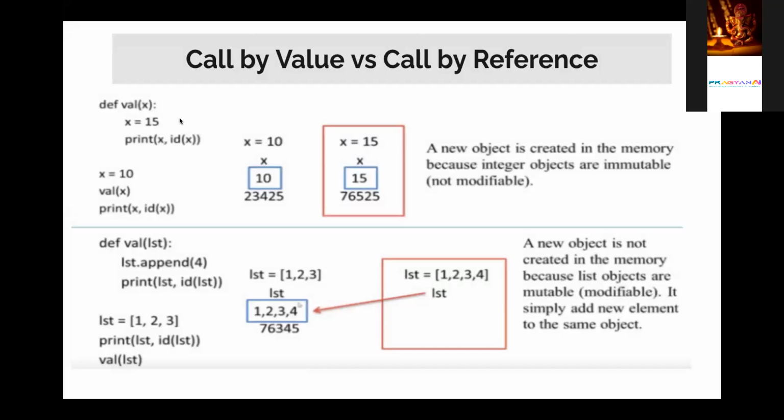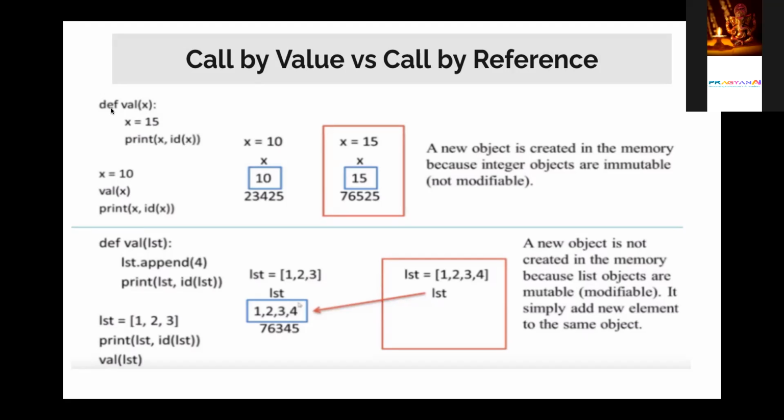So for example, take this function: def value_by(x), with x equal to 15. This is a function which takes x, and I'm assigning x equal to 15 in that function. Then I'm printing x, whatever the value is, and then I'm printing id(x). What is that id(x)? It means the value, or memory address, of that x. This is what I'm doing in this function.